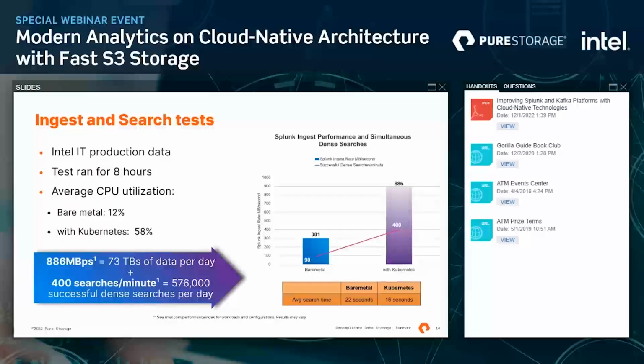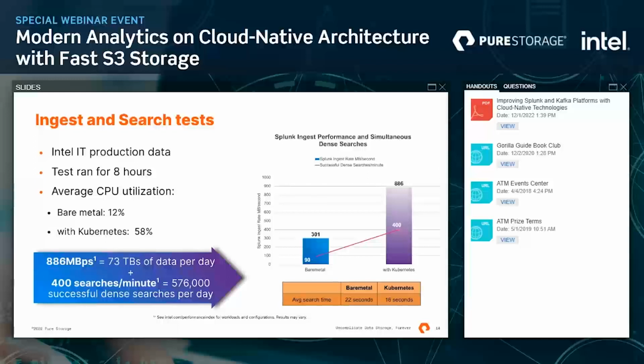At the same time, we were able to increase the number of successful searches that could run in a minute, all the way up to 400. One aspect with respect to searches here is when you're doing it with physical servers or with bare metal, not all of the searches were hitting just the cache.